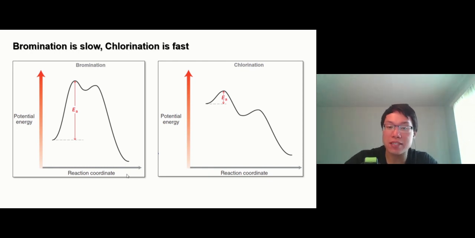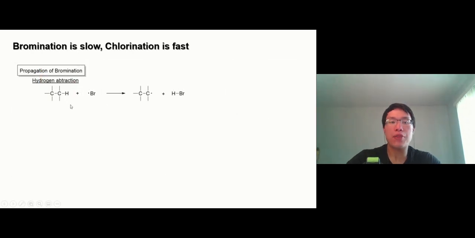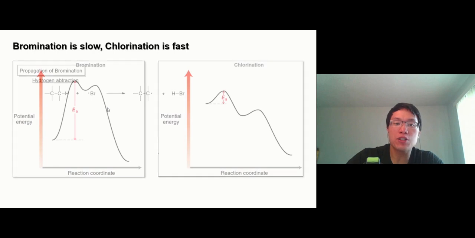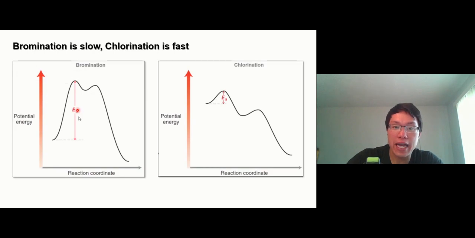One of them is going to be faster, the other one slower. But how though? Let's take a look. Let's take a look at the bromination real quick. If you draw the mechanism, this is propagation. By the way, to determine who's faster, we look at the activation energy.